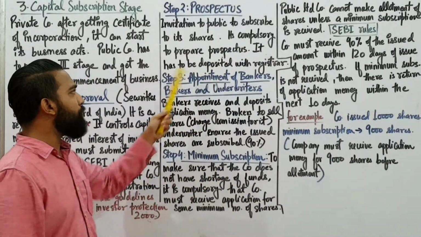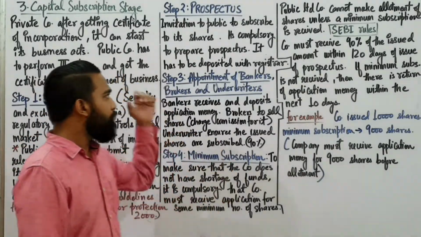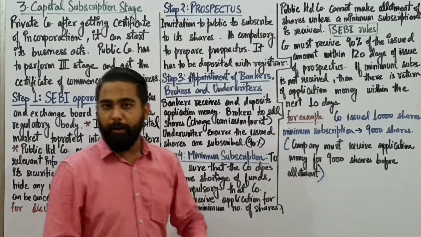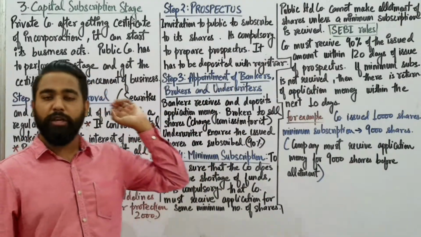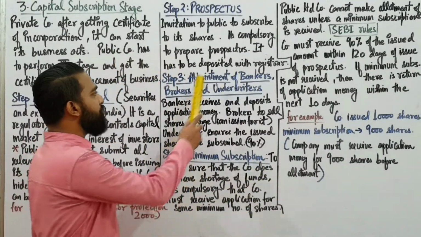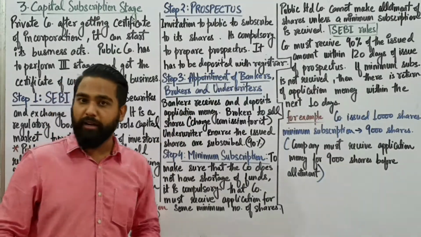It's compulsory to prepare a prospectus. Every company needs to make a prospectus and it has to be deposited with the registrar. So it's an important step. Now step 3, appointment of bankers, brokers and underwriters.